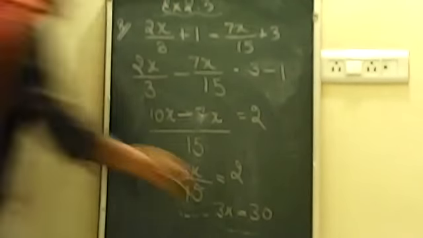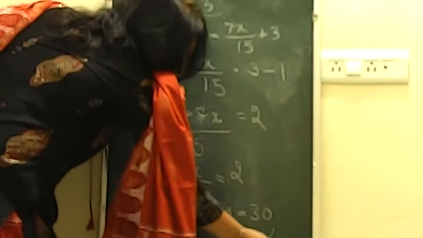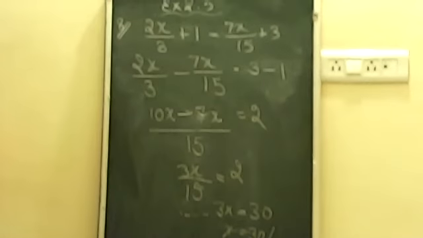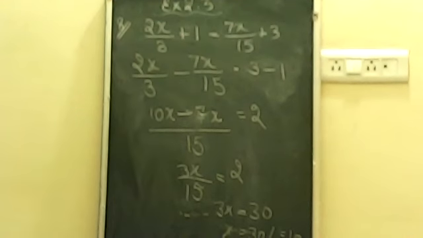And the last step will be x is equal to 30 by 3, which will give us 10. So the value of x in this particular question will be 10. Let me show you by putting down the camera.